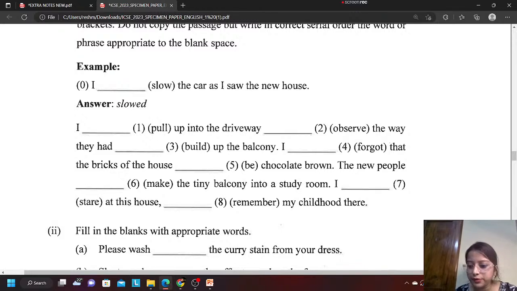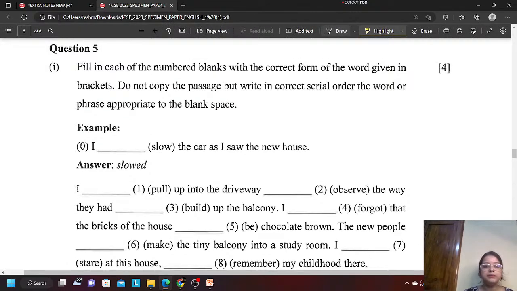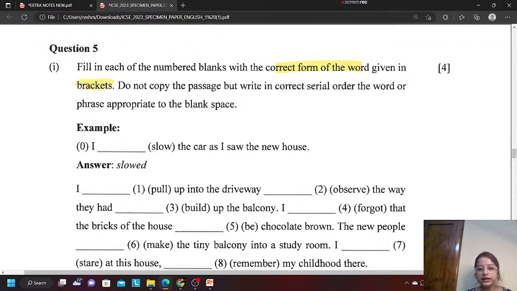So I believe everybody is here ready to solve the paper. Let's come to this part. Okay, see, fill in the blanks with the correct form of the word as given in the brackets. That means you have to write the correct form of the verb, meaning your tense. Okay. So everybody is ready? Just share the video with everybody for more participation.